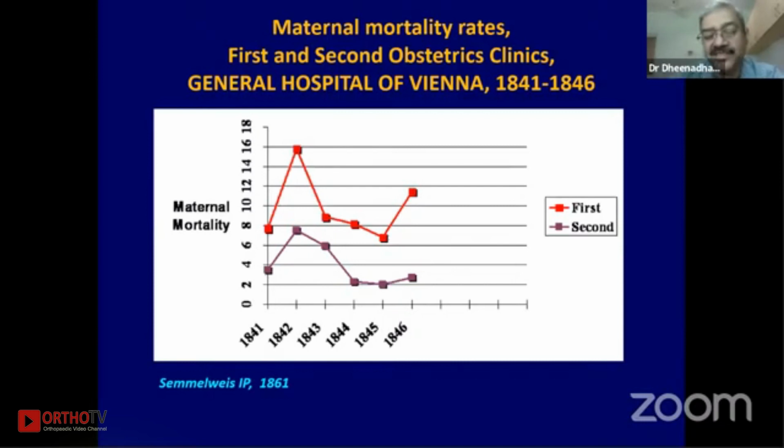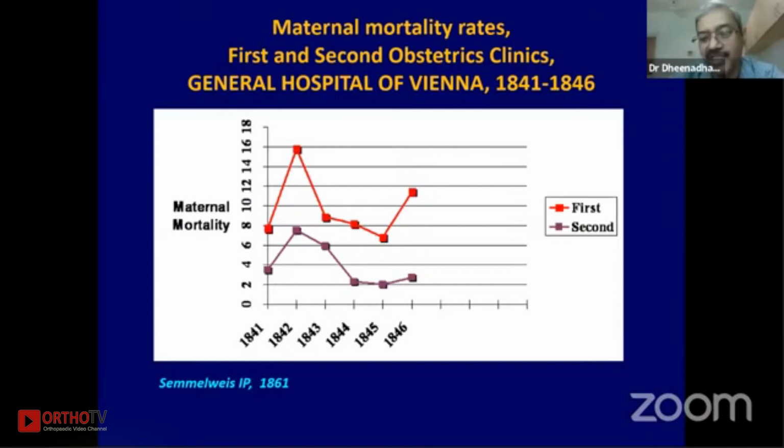So let us look at this. It's one of the landmark papers that was published centuries ago. It was Semmelweis in 1861. There were two hospitals, both obstetric hospitals. One, in red, is the one that is managed by the doctors, and the other one is by the maternity staff.